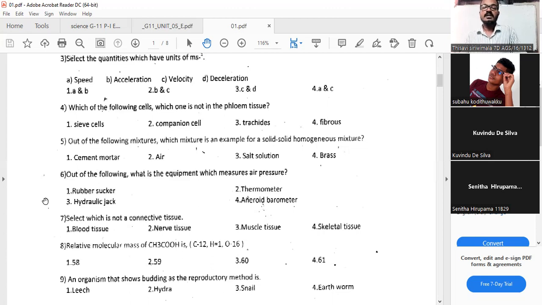Question number 6, out of the following, what is the equipment which measures air pressure? Air pressure is measured using barometers. So the answer is the fourth, aneroid barometer. Aneroid barometer. The last question for today, 7th one, select which is not a connective tissue.